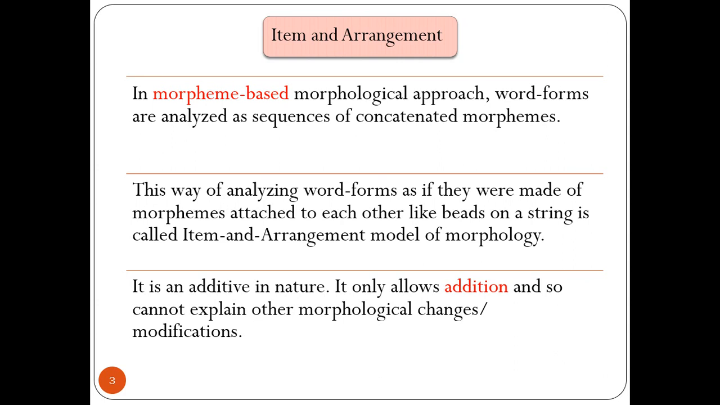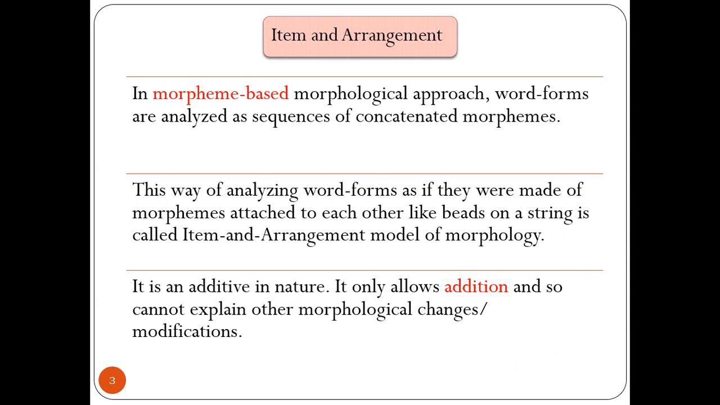IA cannot explain this process of mice. Why? Because we do not have items in such a way. In the earlier examples, in childless or helpless, we can recognize different morphemes: child and less, cleanliness even. So we can identify 2 or 3 different items there. But in the case of mice, we cannot identify 2 morphemes.